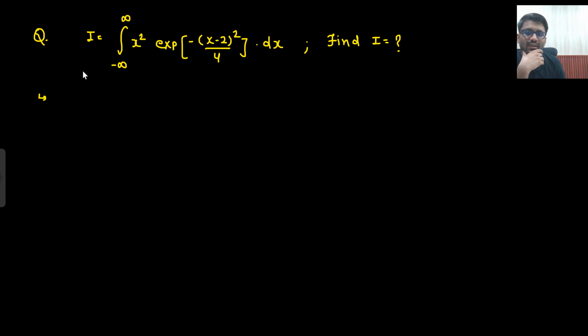Very simple question. What about this one? What do you think? What will be the answer of I? Think about it. Take your time. Whatever you are able to think, it's fine. If you are not able to think, then also it is fine. Okay. What is the meaning of this exp? Exp means exponential to the power minus x minus 2 whole square divided by 4. So think about it, do something and try getting the answer of I. I will take a break and then I will come back and we will solve this question.